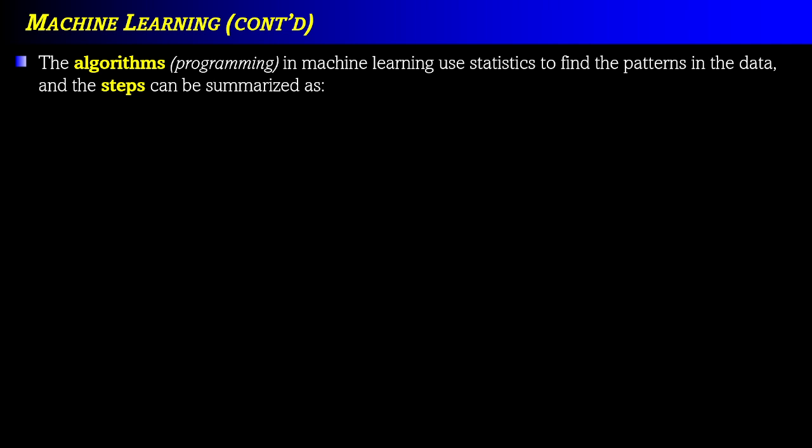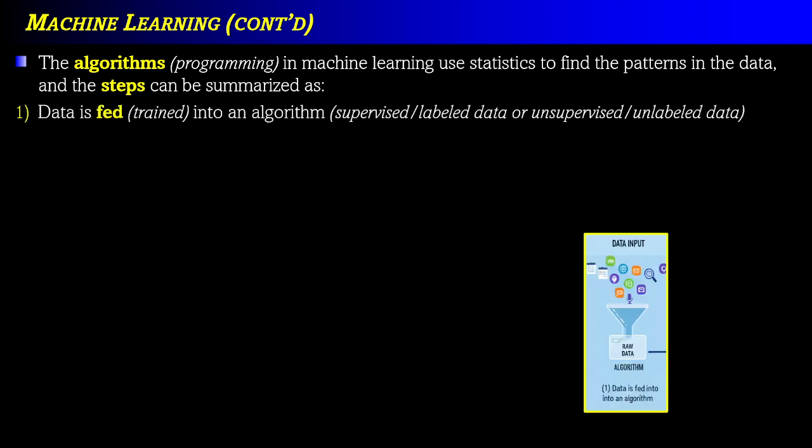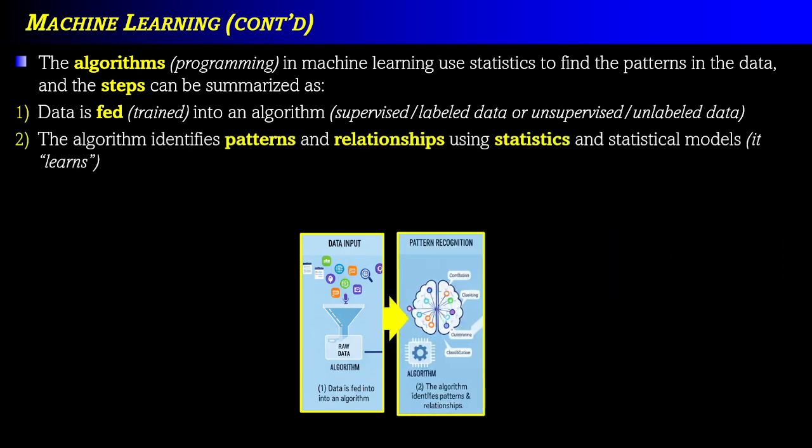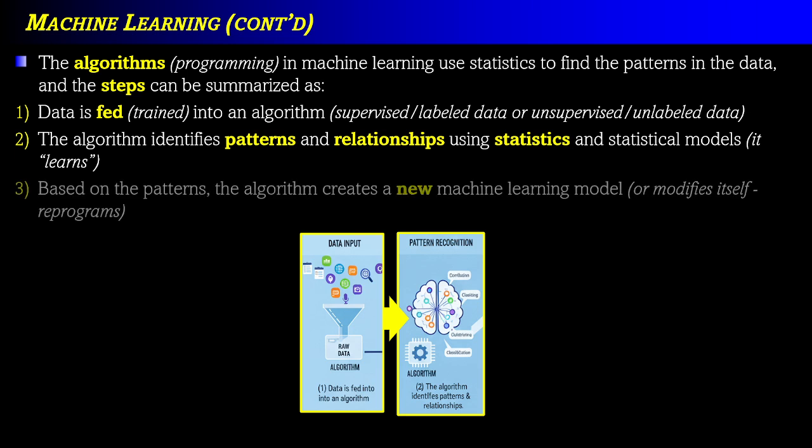And let's summarize the steps of machine learning. 1, data is fed or trained into an algorithm, both supervised labeled data or unsupervised or unlabeled data. 2, the algorithm will identify a pattern and a relationship using statistics and statistical models. In other words, this is the learning, where it learns the patterns.